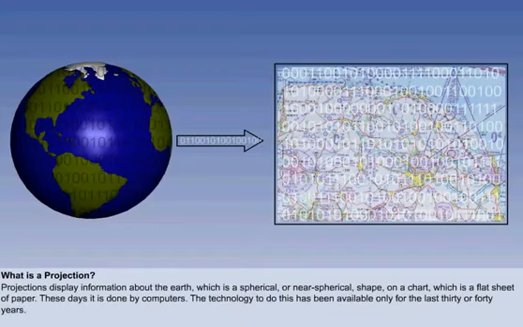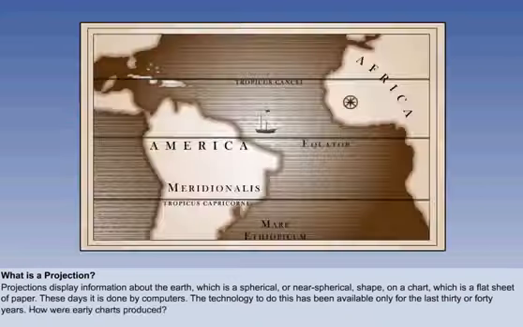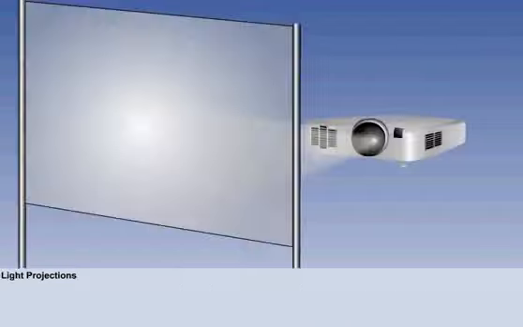However, the computer technology to automatically do this transformation has been available only for the last 30 or 40 years. And yet, mathematically correct charts were being produced in the 16th century, over 400 years ago. How did they do it? In the early days, they did it by projecting light. This is why, centuries later, we still call the result a projection.